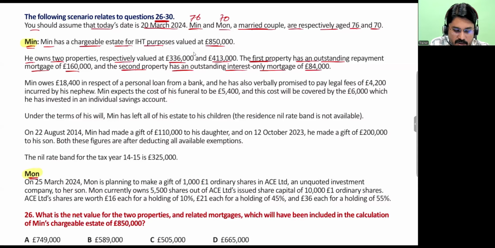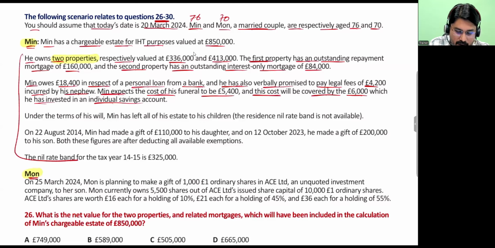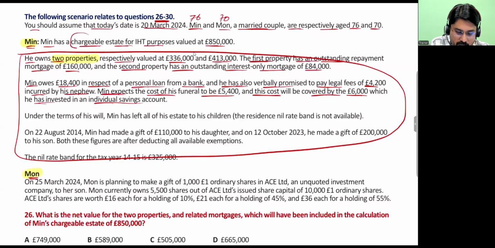By the way, is it mentioned whether any property is a residential property or not? You need to consider this point because that may lead towards the availability of the residential nil rate band. Min owes 18,400 in respect of a personal loan from the bank, and he also verbally promised to pay a legal fee of 4,200 incurred by his nephew. Min expects the cost of the funeral to be 5,400 and this cost will be covered by the 6,000 which he has invested in an ISA account. By the way, all of these things have already been used in the calculation of the chargeable estate.